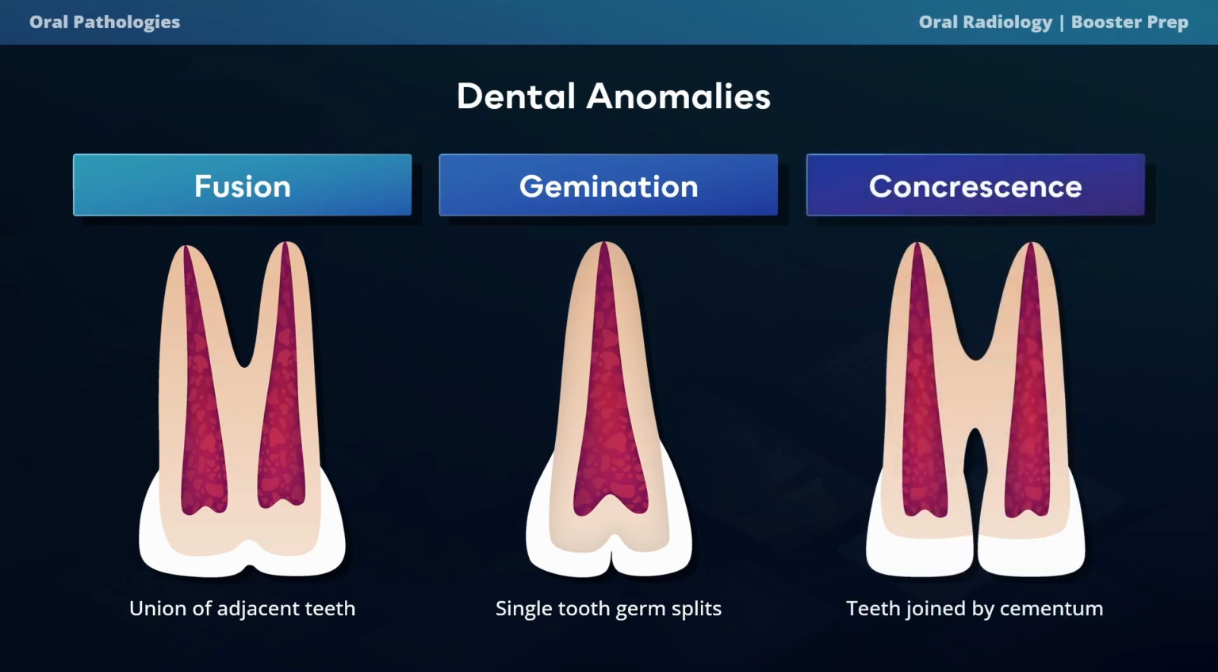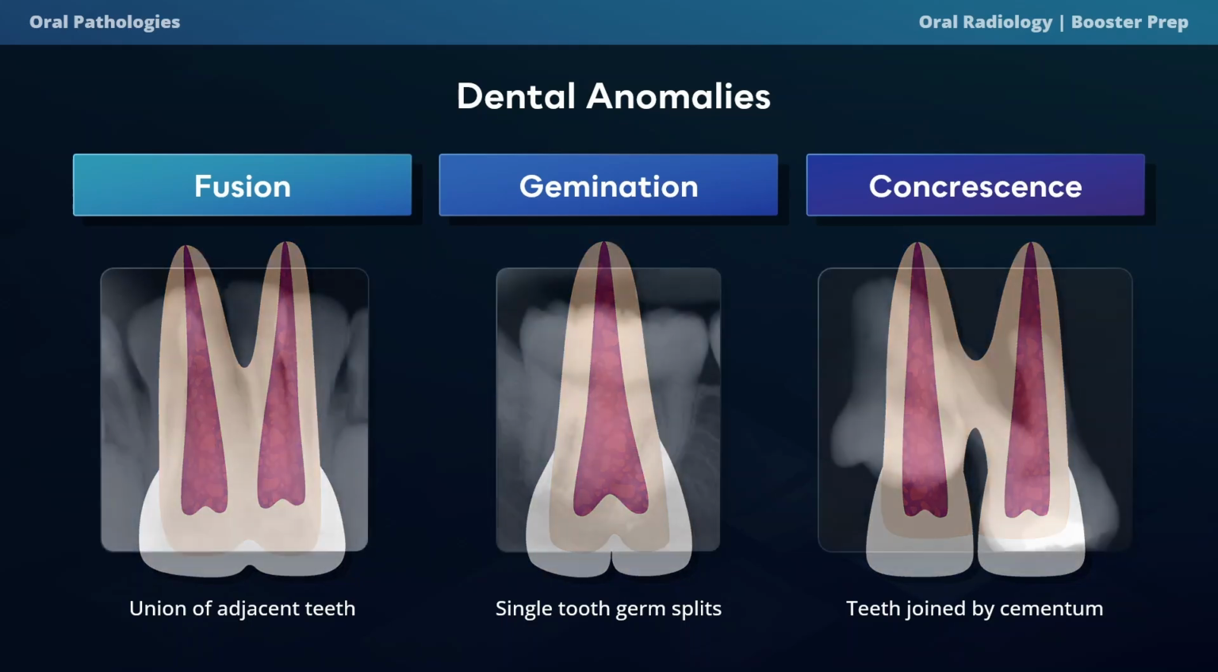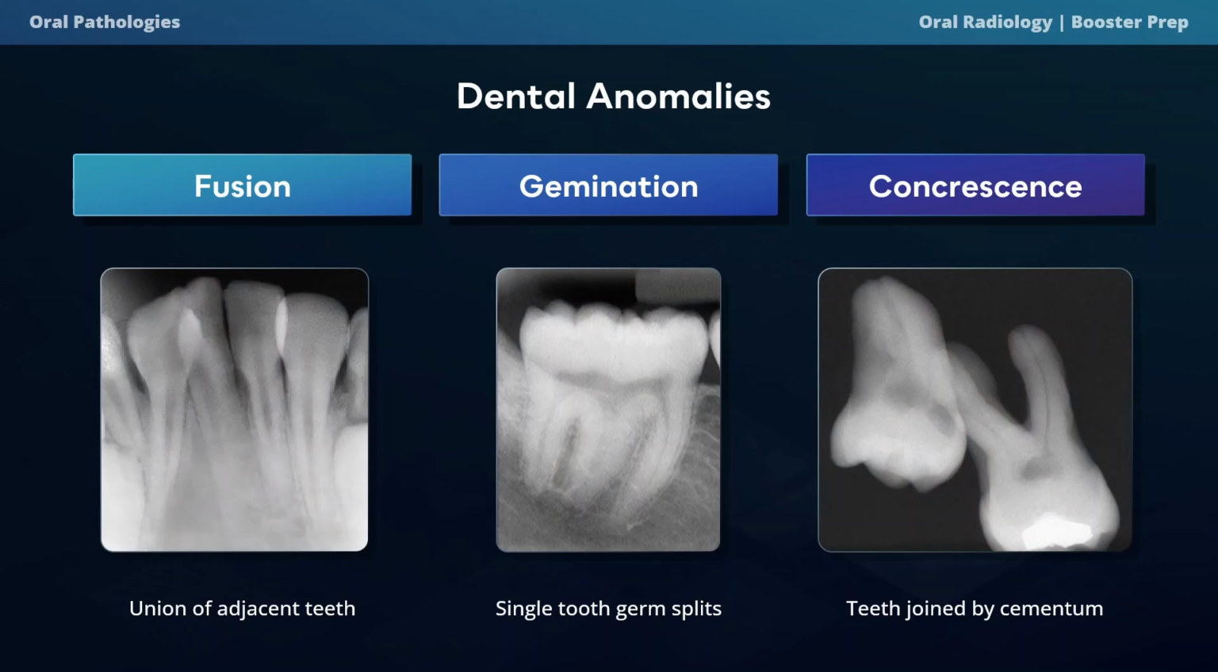And then there's concrescence, where two fully formed teeth join by the cementum alone with no change in the tooth count. And here's what the three aforementioned dental anomalies look like on x-rays, with fusion showing union of the adjacent teeth, gemination showing a single tooth germ splitting, and concrescence showing teeth joined by the cementum.